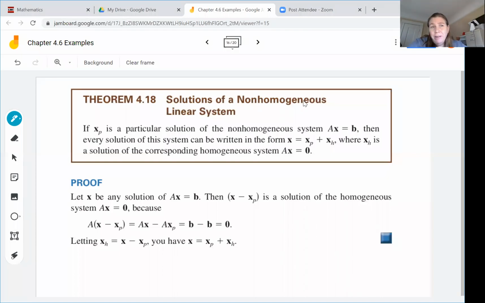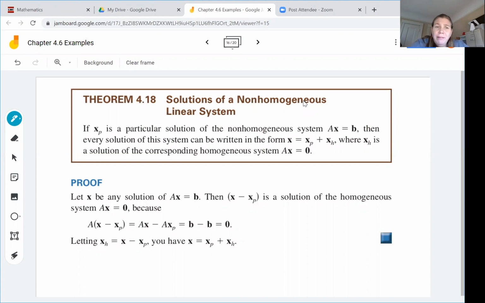In this video, we continue with examples from chapter 4.6, and we are going to be looking at how we solve systems of linear equations. Theorem 4.18 is about solutions of non-homogeneous linear systems. Earlier we saw homogeneous systems where the solution was 0. Now we're going to look at the case where the right-hand side is a b vector.